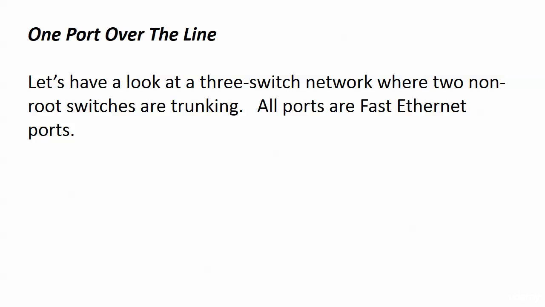I'm going to do something a little different in this video and hit you with a pop quiz as we go along, because I'm going to show you a network diagram in just a moment. It's a 3-switch network, but the cabling is different than the 3-switch network we did 2 videos back. Here, 2 non-root switches are also trunking. And all ports are fast Ethernet ports. That's all I'm going to tell you beyond the port numbers, which I'll show you in just a moment, because we know what the speed is, the STP port cost, that is, on a fast Ethernet port.